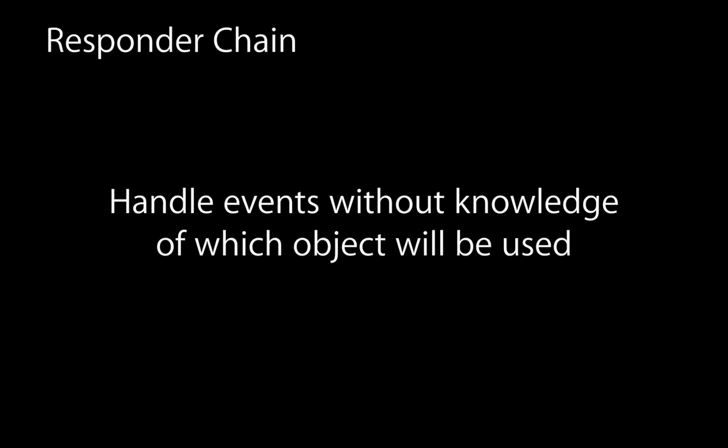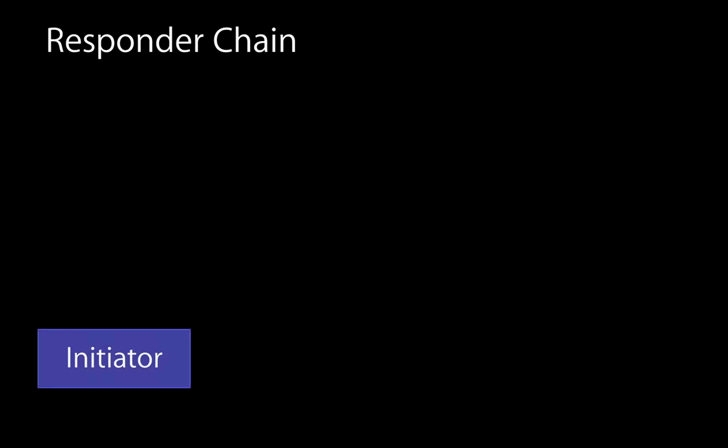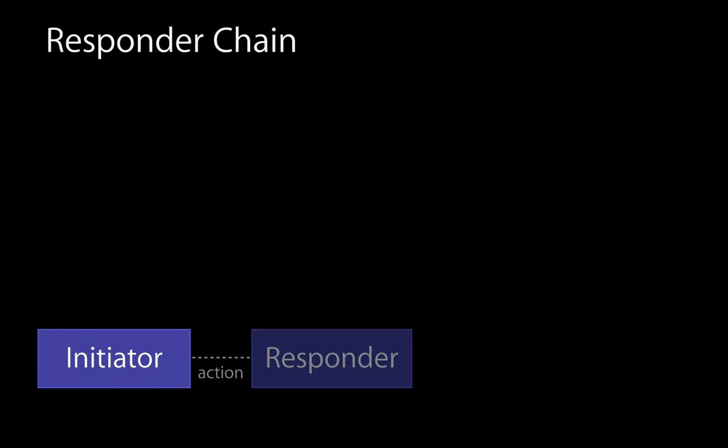Next up is the responder chain. The responder chain lets your application handle events without knowledge of which particular object is going to be used to handle that event. Responder chain kicks off with some sort of initiator. It's just some object in your application that kicks off the process. It could be user action, it could be a control or a controller. That sends an action to the first responder, and that first responder might respond to it. And if it does, then the process is done. That responder has handled that message, and it's complete.